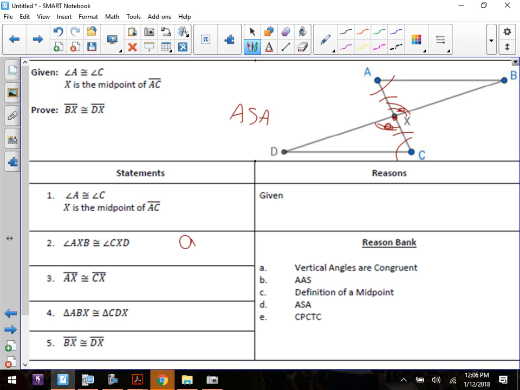Why is AX congruent to CX? Why did we mark them earlier? Midpoint. But why are the triangles congruent? Angle, side, angle. You already wrote it down. See how easy this is? And then why are other parts congruent after the triangles are congruent?